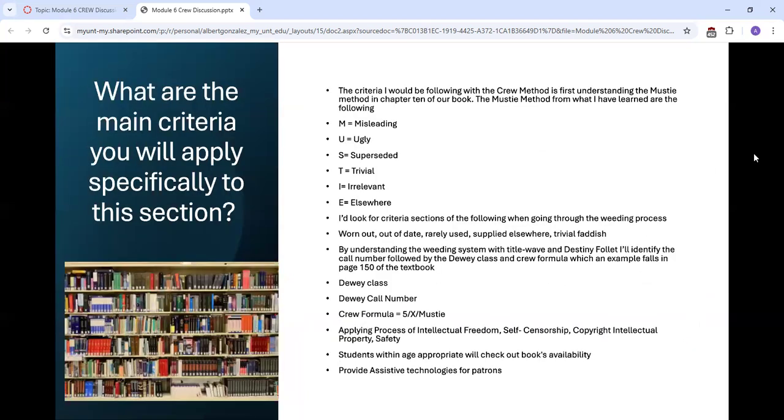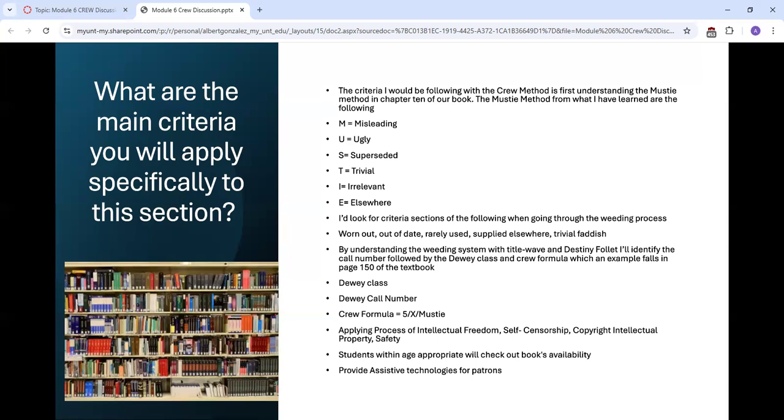What is the main criteria I would apply when I'm using the CREW method? When I read chapter 10 of the CREW method book, I learned, and my mentor actually helped me with this, the terminology of the MUSTY method. The MUSTY method stands for: M is misleading, if some books have misleading content that is not school appropriate. Ugly, meaning if the book is damaged, with wear and tear. Superseded, similar to misleading, but from a perspective where it's out of date. Also, how long has it been published, things like that.